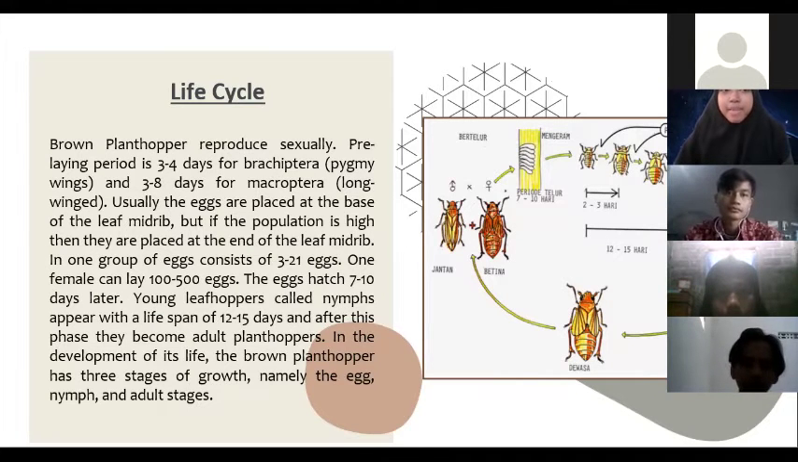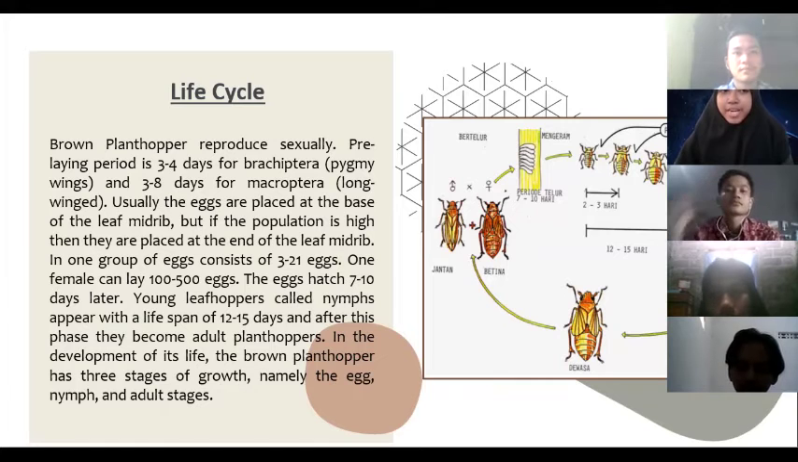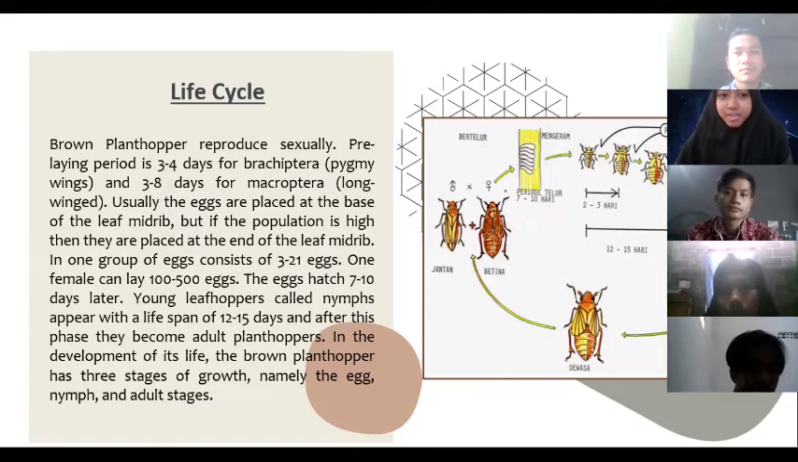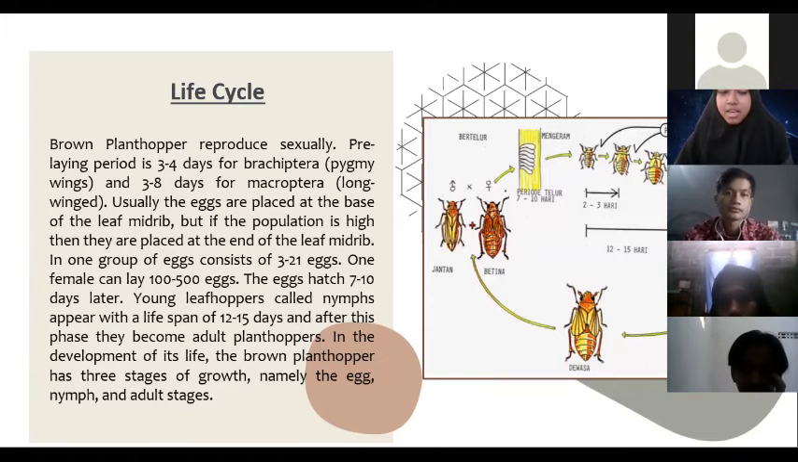Life cycle. Brown planthopper reproduces sexually. Prelaying period is 3 until 4 days for Brachyptera and 3 until 8 days for Macroptera. Usually, the eggs are placed at the base of the leaf midrib, but if the population is high, then they are placed at the end of the leaf midrib. In one group, eggs consist of 3 until 21 eggs. A female can lay 100 until 500 eggs.